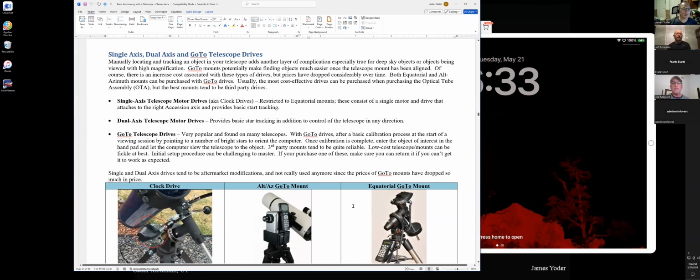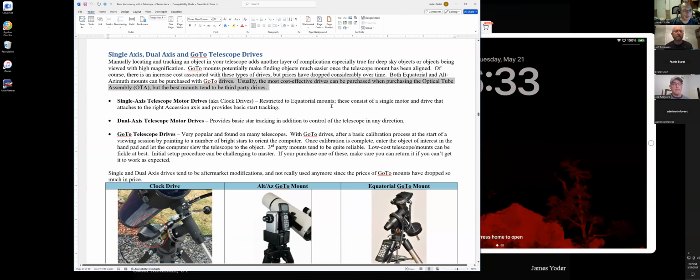Okay, so there's single axis, dual axis, and go-to telescopes. Again, most of the discussion on single axis and dual axis is old school stuff, because now the go-to telescopes are so cheap that it doesn't really pay to have a single axis or two axis motors on them. They just don't make them anymore because the go-tos are almost as cheap to make.